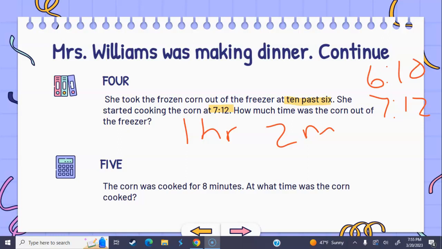What time was the corn cooked? So she started cooking the corn at 7:12, and it cooked for 8 minutes. So 12, 13, 14, 15, 16, 17, 18, 19, 20. So at 7:20, the corn was cooked.